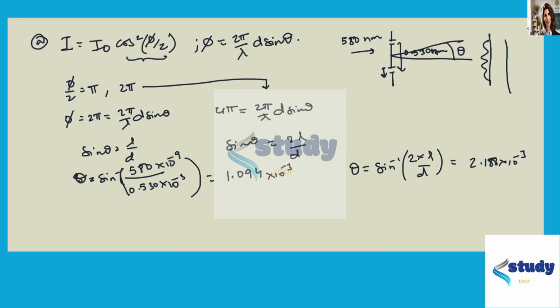Now we can obviously leave this in radians, but it will make better sense if we convert it into degrees. And that turns out to be 0.063 degrees. And for this case, it turns out to be 0.121 degrees.